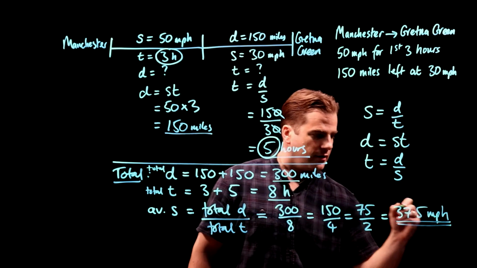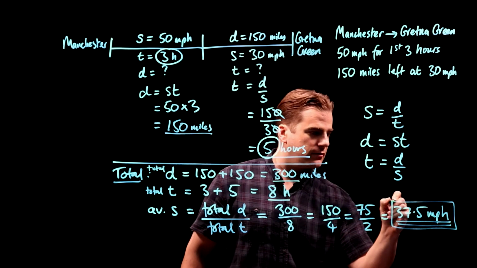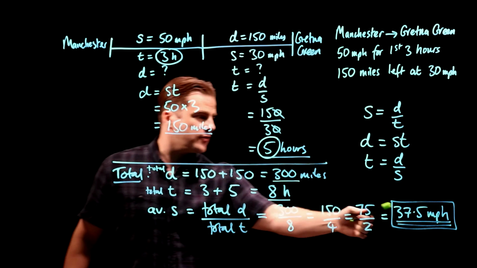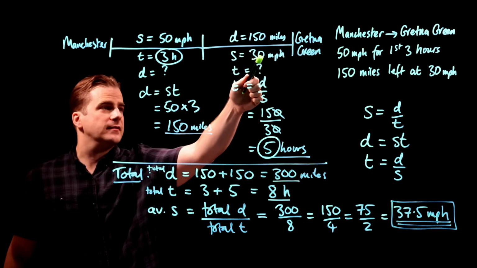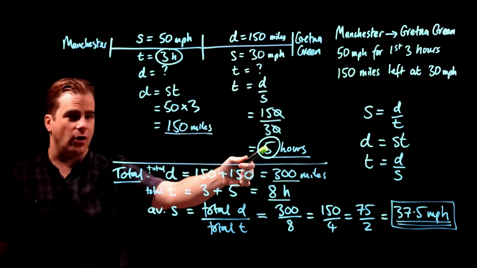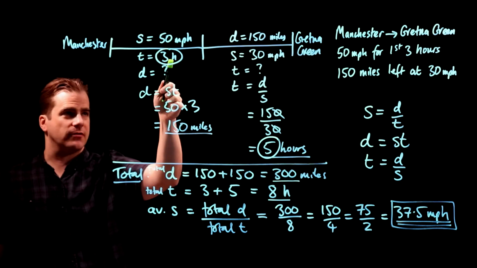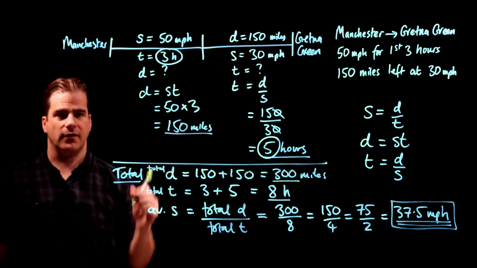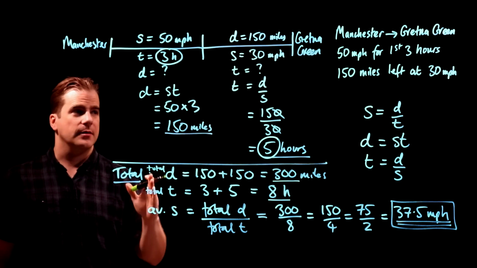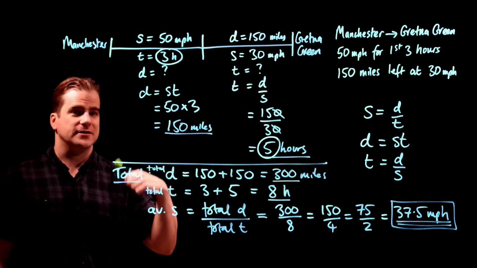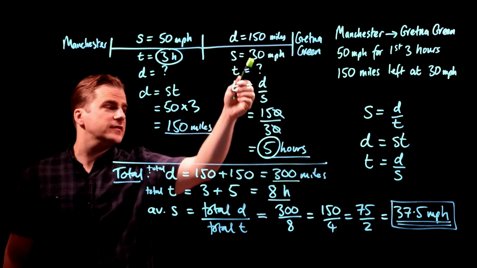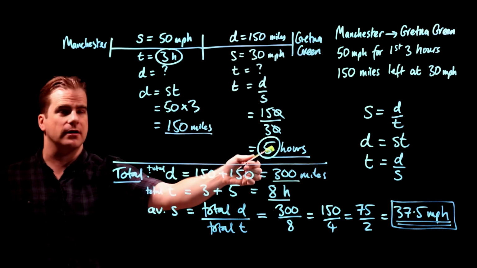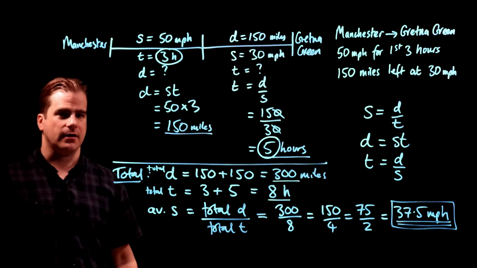There you go. As promised, the average speed for the total journey is closer to the speed at which you were travelling for longer than the speed at which you were travelling for less time. The midpoint between 30 miles an hour and 50 miles an hour is 40 miles an hour, but that's not the average because, just to reiterate, it's closer to 30 than it is to 50 because you're travelling at 30 miles an hour for longer than you're travelling at 50 miles an hour.